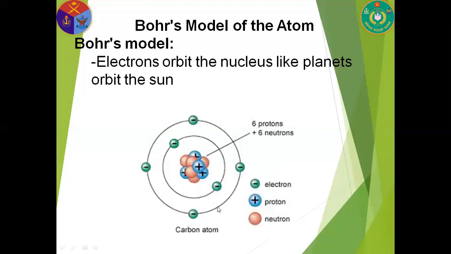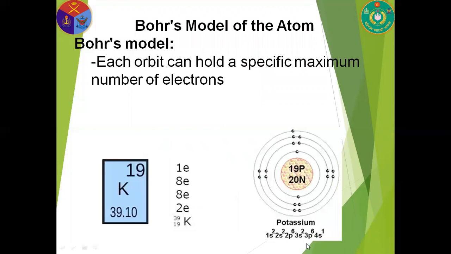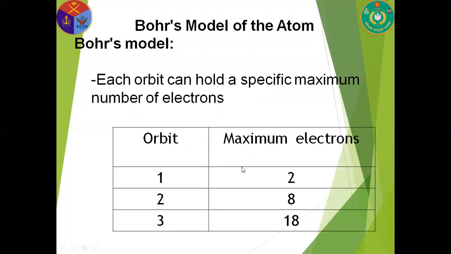In the case of carbon, in the first orbit 2, and in the next orbit 4 electrons are revolving. In the case of potassium, in the first orbit 2, second orbit 8, third orbit 8, and in the last orbit 1 electron is revolving. Here, we know in the first orbit 2 electrons can exist, second orbit 8, and third energy level 18 electrons can exist. This is the maximum number of electrons that can exist in a specific shell.